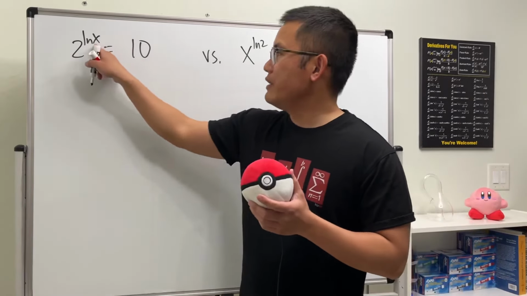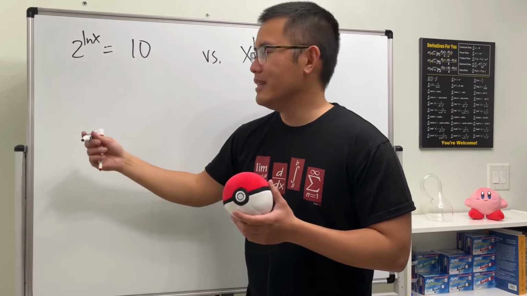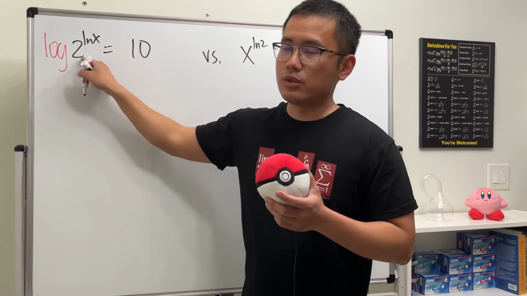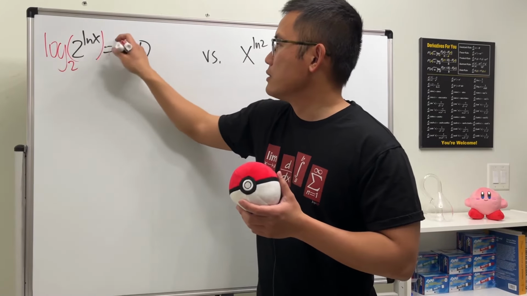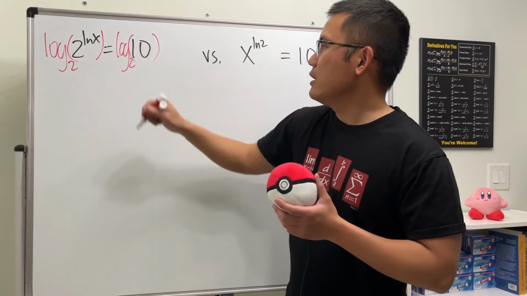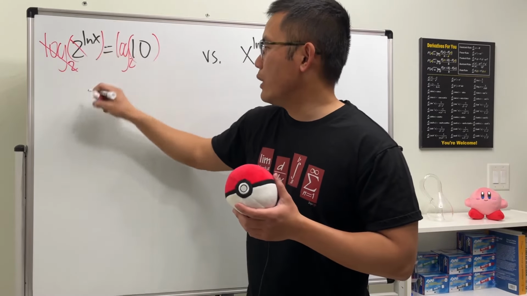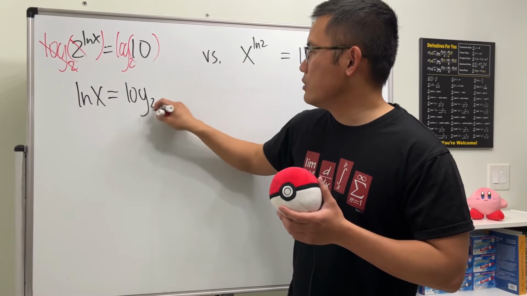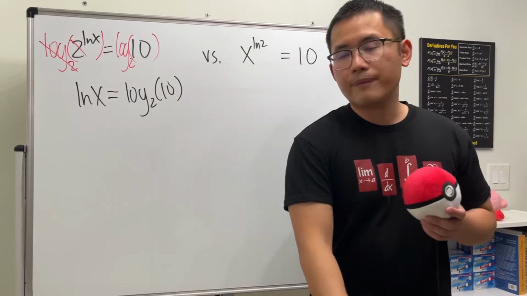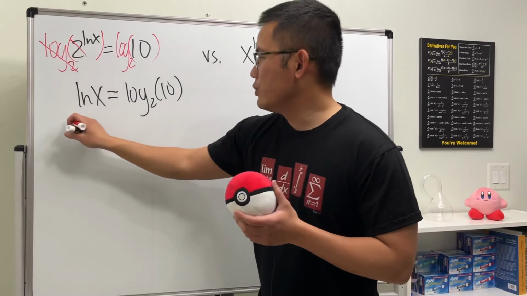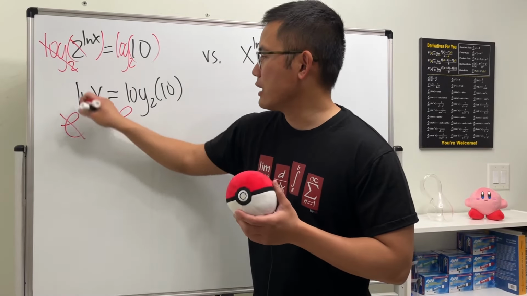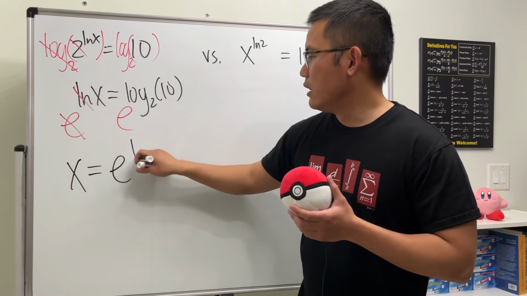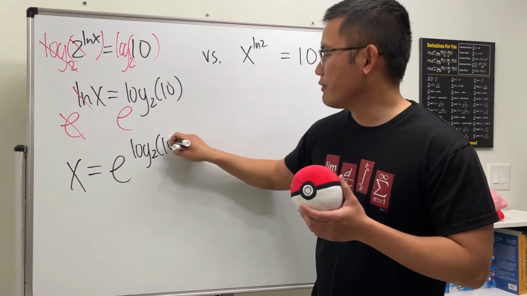Well, because we have the x in the exponent instead of the ln, let's just go ahead and take the log, right? And because the base here is 2, let's do log base 2, like so. That way you see this and that can cancel, and we will just have ln x being equal to log base 2 of 10. So far, so good. And we notice we can just do e to the power and e to the power, so they cancel. So the first answer is x equals e to the log base 2 of 10, right?